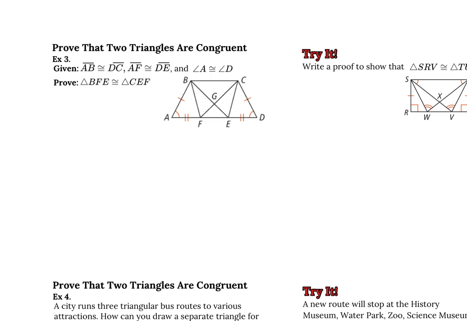All right, so now we are given AB is congruent to DC, AF is congruent to DE, and angle A is congruent to angle D. We want to prove that BFE, this triangle, is congruent to CEF, this triangle. Okay, so I'm going to start with my proof, my 2-column proof.